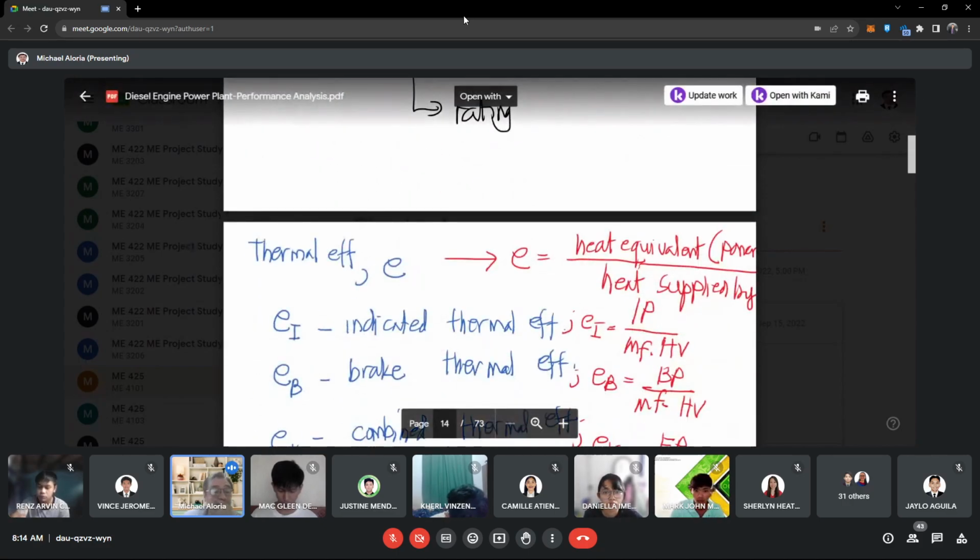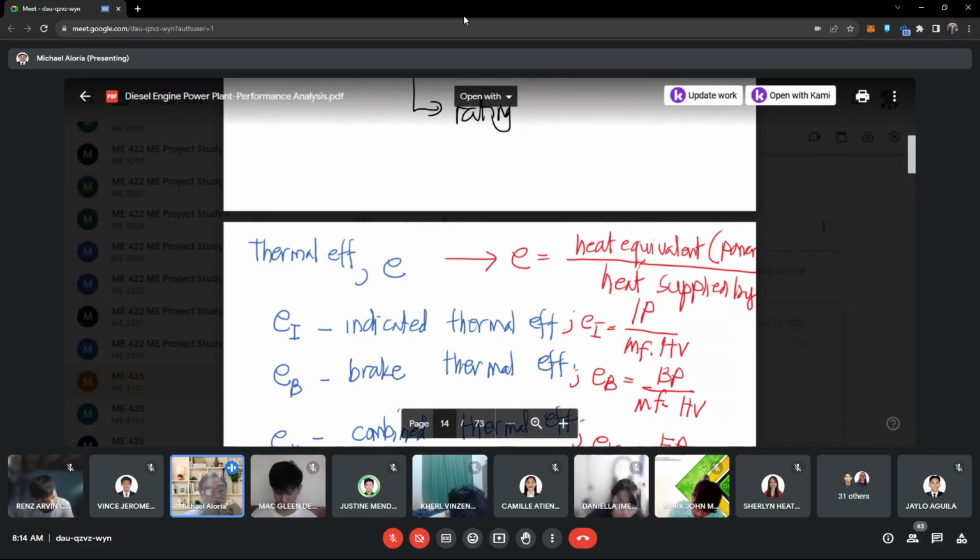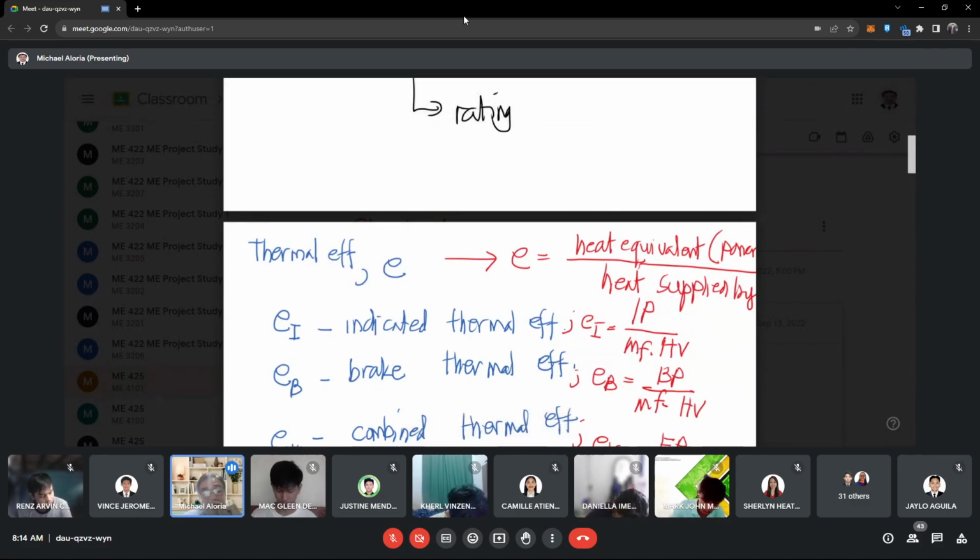Now, the next parameter that we need to evaluate to determine the performance of your diesel electric power plant is the thermal efficiency. This is a very important parameter in the diesel engine performance. Okay, so we define thermal efficiency as a function of your heat equivalent, the power over the heat supply, the heat supplied by the fuel. So heat supply is being defined as a function of your mass ng fuel times your calorific value or heating value. Okay?